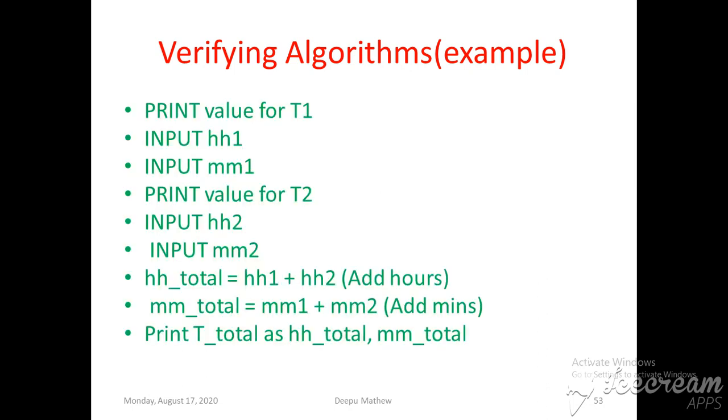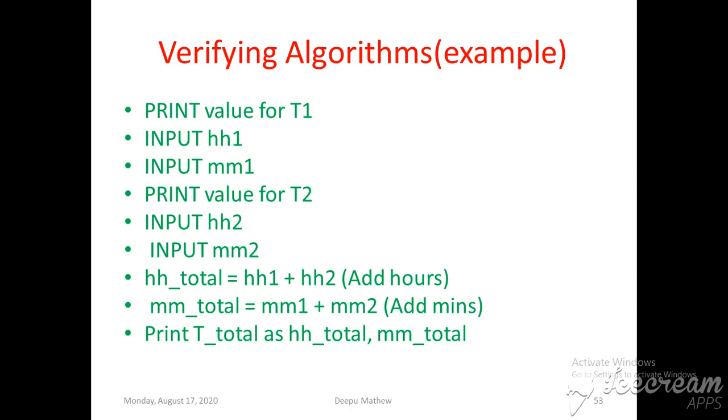Look at this algorithm. First we input the hour and minute of the first time. Then input the hour and minute of the second time. Then add the total hour and add the total minute. Finally print the total as HH total and MM total. HH total means hour total and MM total is minute total. This is the simplest algorithm.